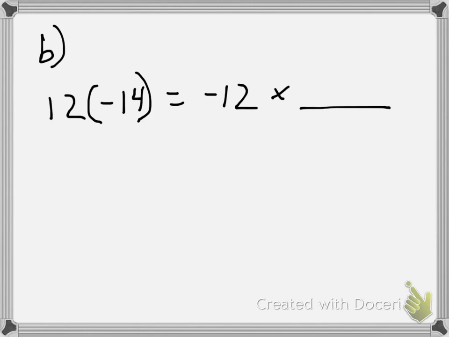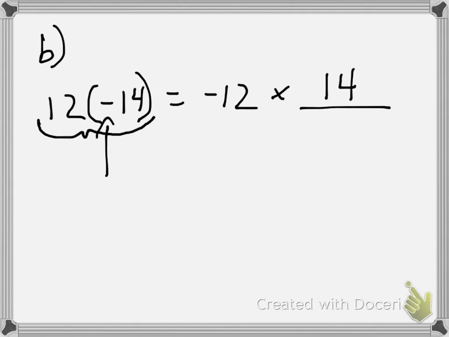For 8b, we have 12 and -14 equals -12 times blank. So once again, when we have a number touching another number through parentheses, that means we're multiplying. So that means this is going to be 12 times a -14, so 12 -14s. And here, we're going to have 12, and so our other number here is going to be 14, and it's going to end up being a +14.